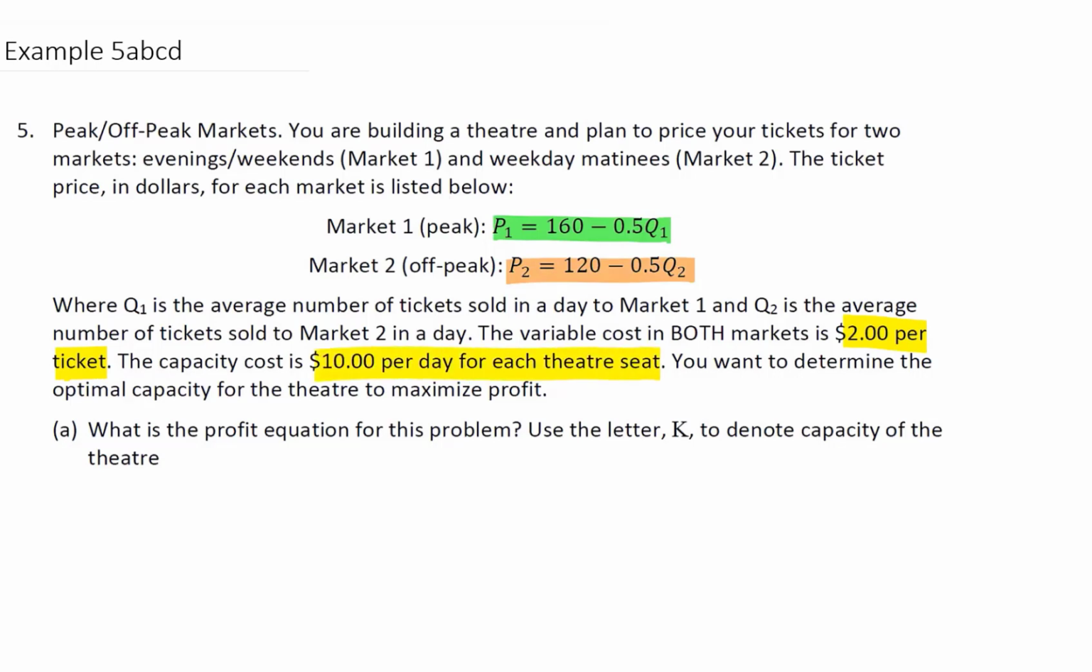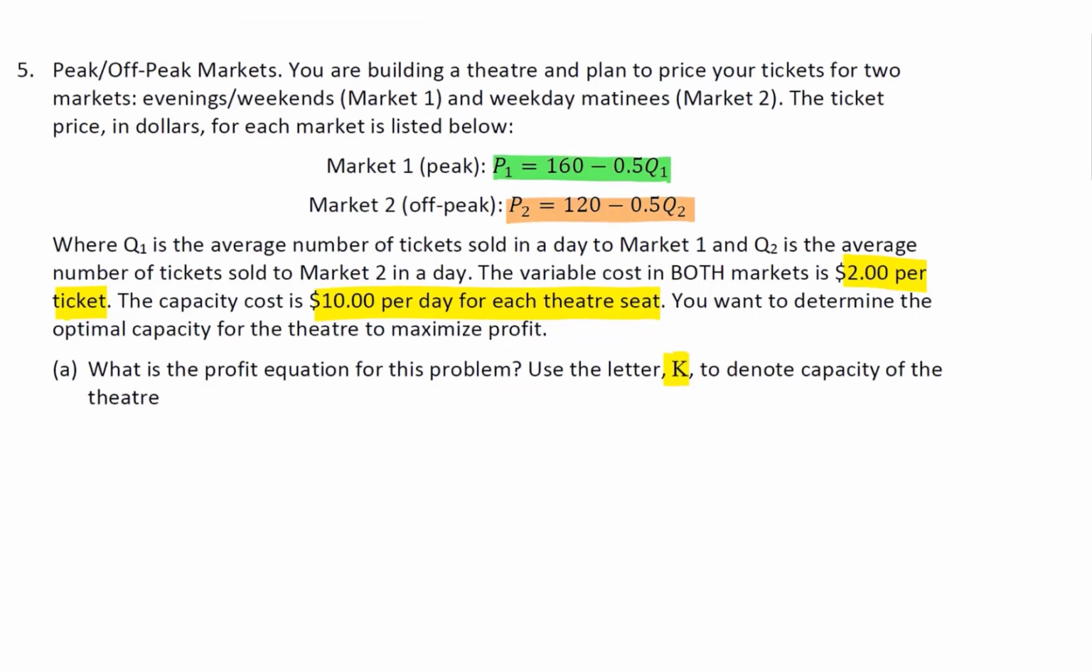It costs to treat a customer, as well as to maintain the whole theater and have its general staffing levels. That comes down to about $10 per seat. You want to determine the optimal capacity for the theater to maximize profit. What is the profit equation for this problem? We're going to use a new letter, kappa, to denote the capacity of the theater. In general, for problems like this, we use kappa for capacity.